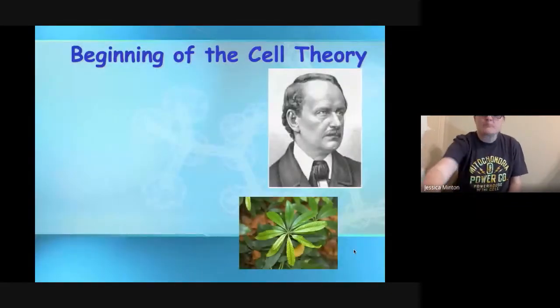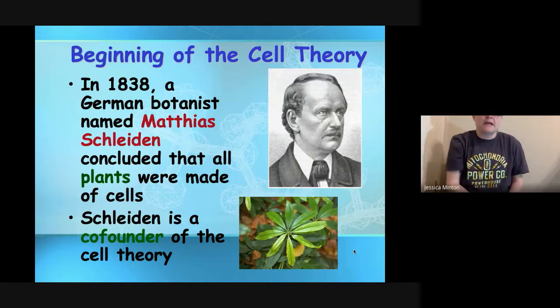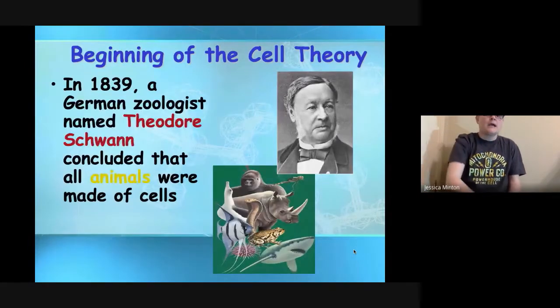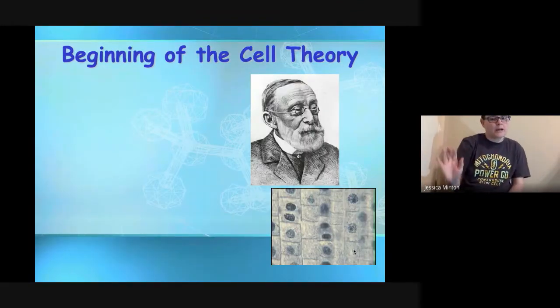Now, we jump from the 1600s and we're going to go all the way to the 1800s. So in 1838, a German botanist by the name of Matthias Schleiden concluded that all plants were made out of cells. So he is considered one of the co-founders of cell theory. And the next year in 1839, the German zoologist Theodor Schwann concluded that all animals were made out of cells. Therefore, he is also one of the co-founders of cell theory. We got our plant man, we got our animal man.